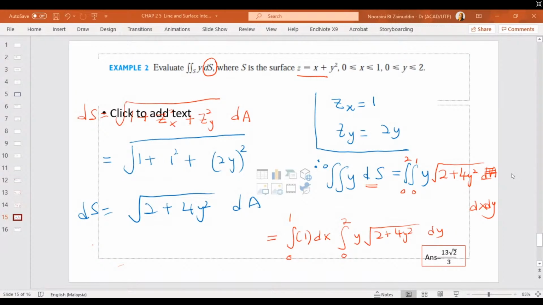Okay, you apply the second function, the dS, which is equivalent to the square root of 1 plus the derivative of z with respect to x squared plus the derivative of z with respect to y squared. If you notice, this is equivalent to the previous line integral of the ds, where we have the square root of r prime.